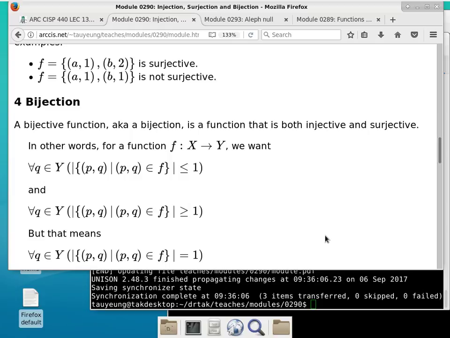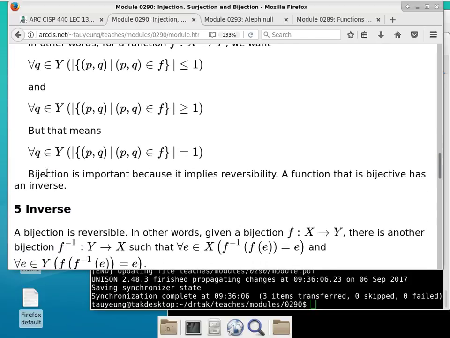Is that making any sense? It has an inverse, or it is its own inverse? It has an inverse function. It is not necessarily its own inverse function. So bijection is important because it implies reversibility, or an inverse function.